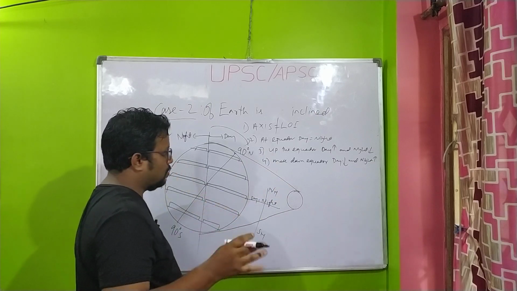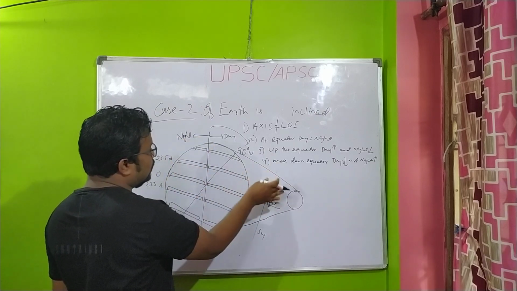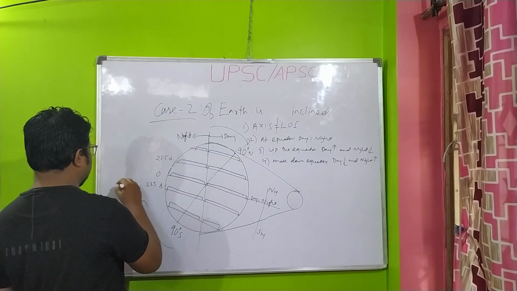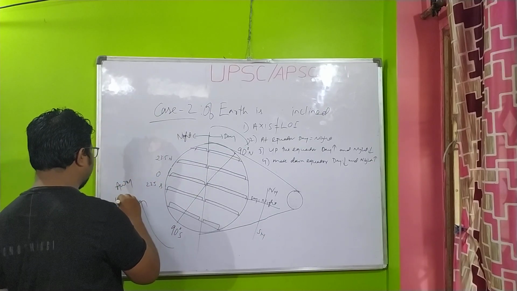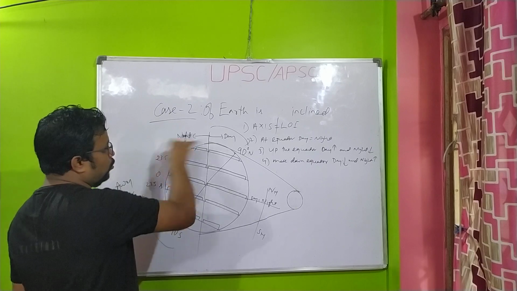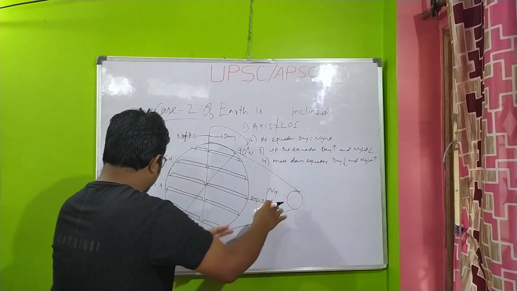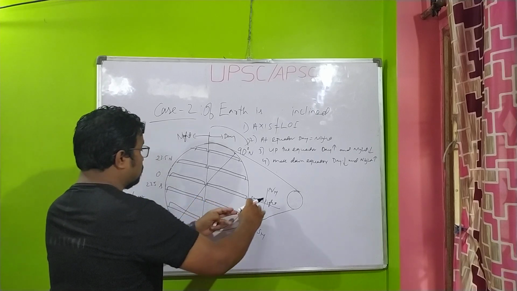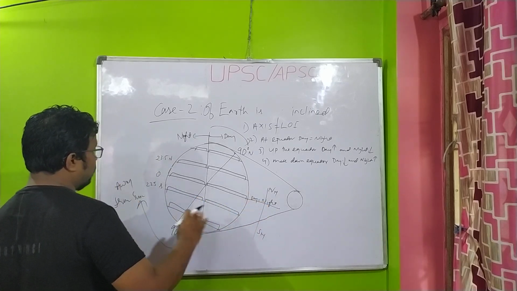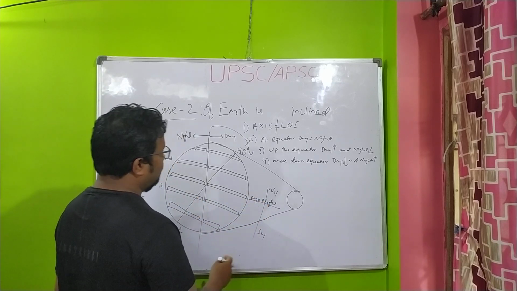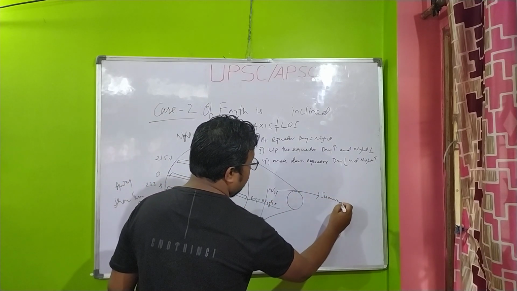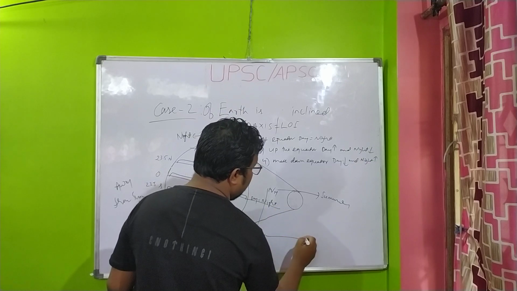If the northern hemisphere is tilting towards the sun, the southern hemisphere is moving away from the sun. The northern hemisphere is tilting towards the sun, the southern hemisphere is tilting against it, so the southern hemisphere is moving away from the sun. So in this case, the northern hemisphere will become summer, and the southern hemisphere will become winter.